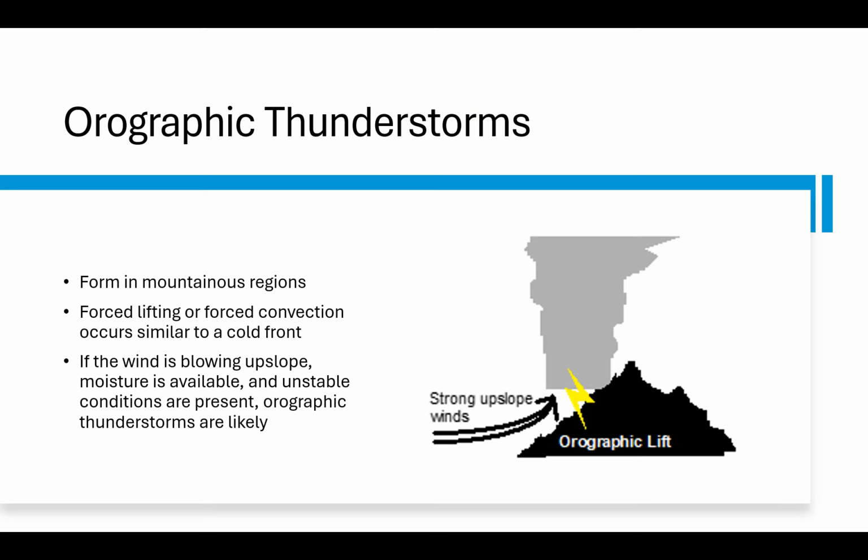Then finally, we have orographic thunderstorms. Now, these are going to form in mountainous regions, as the name implies, or orographic implies higher elevation or terrain. It's a forced lifting mechanism, forced convection. Again, you get the strong winds on the windward side. They're forced to go up the windward slopes, and you get thunderstorm development. If the wind's blowing upslope and there's moisture available, of course, you have to have that moisture, and you get an unstable condition, then you definitely get orographic thunderstorms.